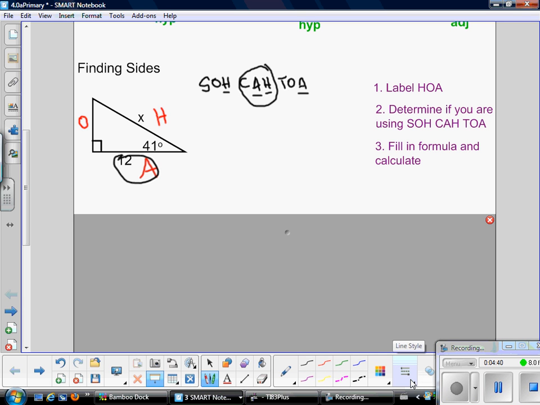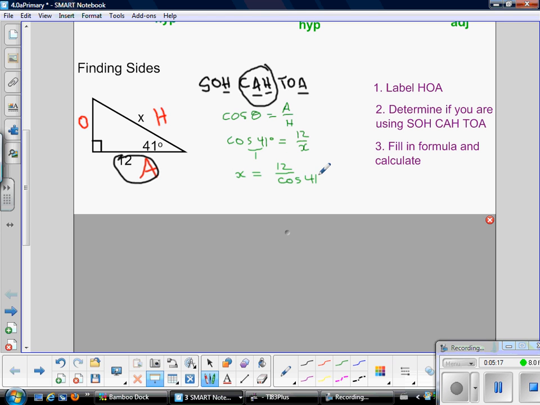So I highly recommend that you, for communication purposes, write down the little mini formula. That formula is cos of theta equals the adjacent side over the hypotenuse. In this case, cos of 41 equals 12 over x, and then we cross multiply and divide. When we do that, x is going to equal 1 times 12, divided by the cos of 41.